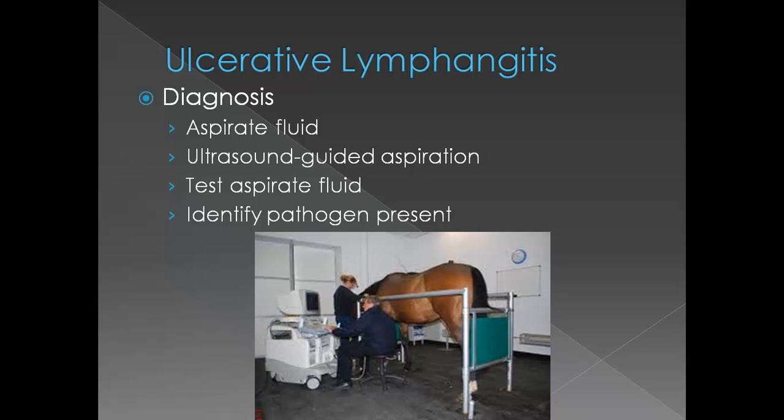To efficiently treat ulcerative lymphangitis, one must first determine the cause of the disease, specifically which microbial pathogen is present and causing disease. This can be done by aspirating fluid from the abscesses. If an abscess is very deep, it may be beneficial to use an ultrasound to guide the aspiration needle to the inside of the lesion. This will assure that the sample comes from the correct infected tissue and not from healthy tissue.